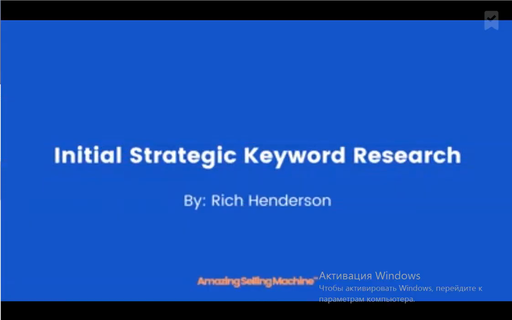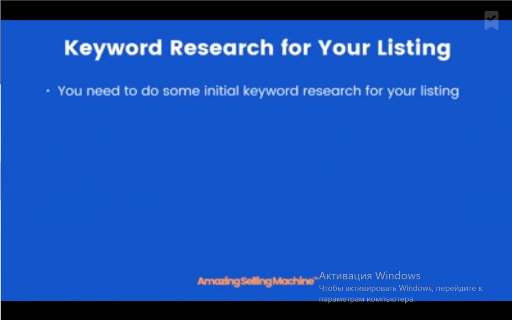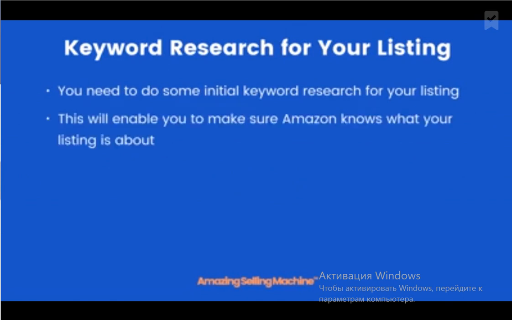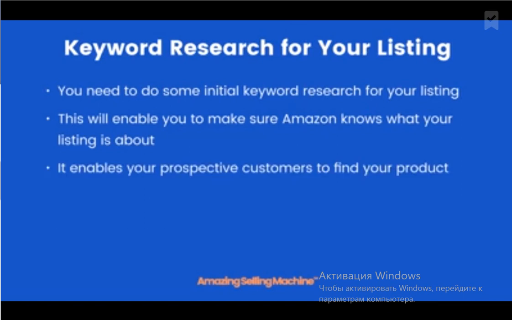Initial strategic keyword research. In this lesson you're going to learn how to perform strategic keyword research specifically for your product listing. Now you do need to do some initial keyword research for your listing. This will enable you to make sure Amazon knows what your listing is about. It also enables your prospective customers to find your product.